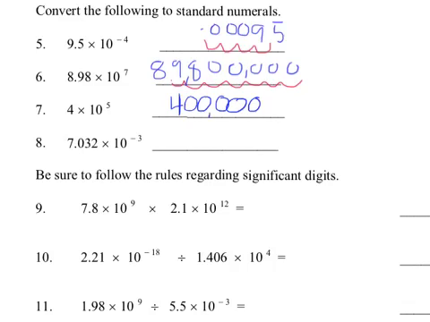And the last one, I'm going to move it 3 times. But I'm going to be moving it 3 times in this direction because it's a number that's less than 1. So what I end up getting is 0.007, which means I moved the decimal, if you think about it, 3 times. 0.007, and I just keep writing it, 032.